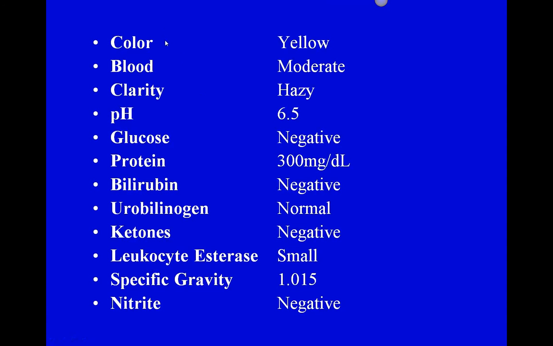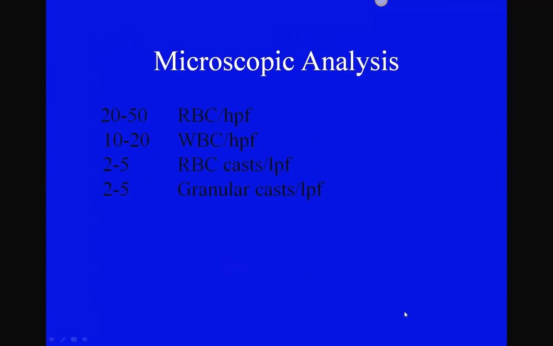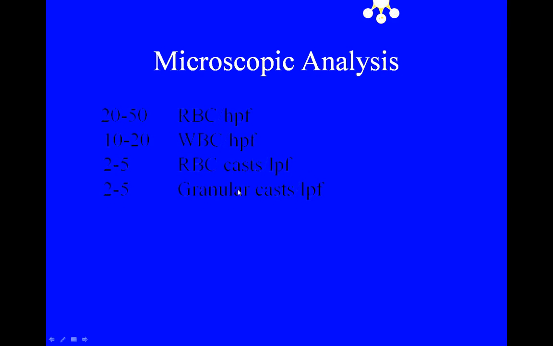So if we look here, they had a moderate amount of blood in their urine. They didn't have glucose. They did have a large amount of protein, and usually that's albumin. It's not normal to have any protein in your urine. They did have a little bit of leukocyte esterase, and again, that's an indicator of infection. The nitrite was negative. When they looked at the microscopic analysis, they saw granular casts.